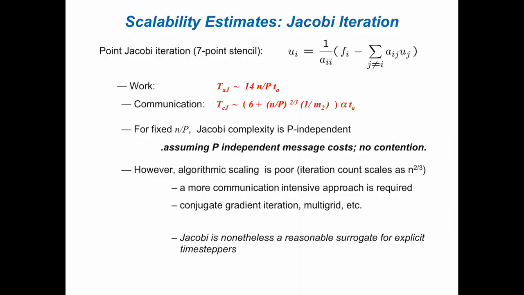Okay, so let's now use those values and do some analysis. So simple point Jacobi iteration, it's a good starting point just because we know what its complexity is. 14 operations per grid point. Communication, I have 6 messages to send. They are of size (n over p) to the 2/3, and then this is beta here. So alpha over m2 is beta.